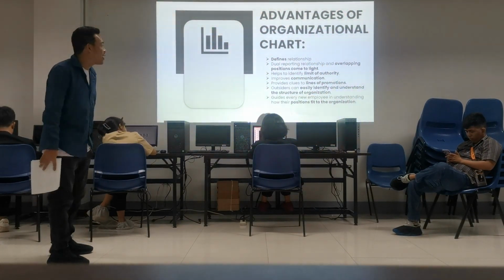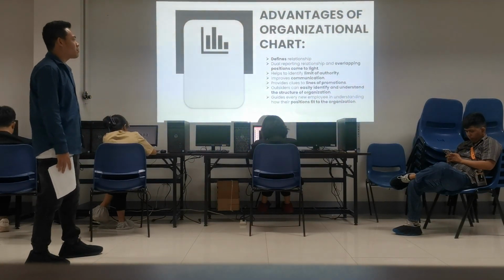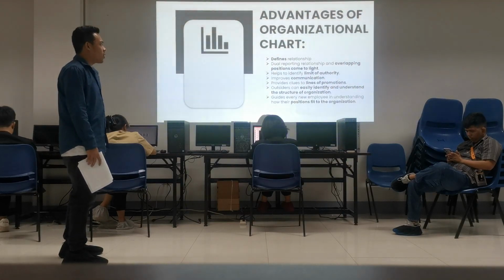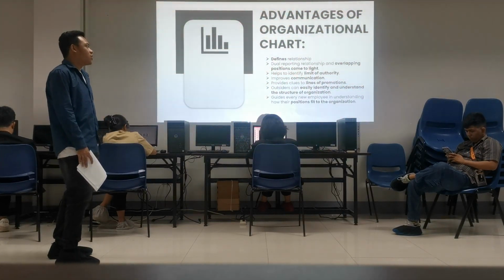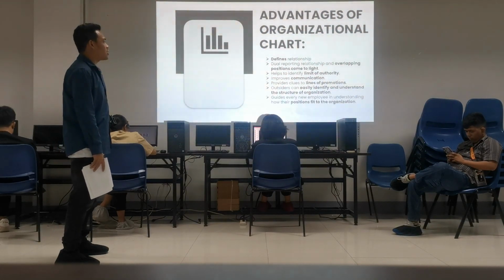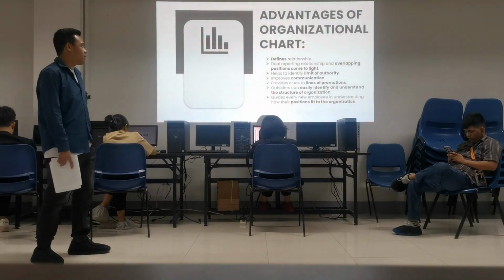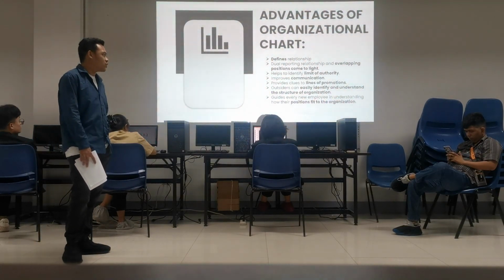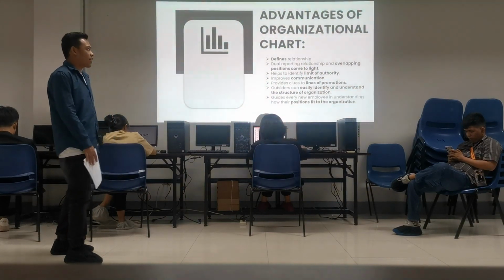Defines relationship, dual reporting relationship, and overlapping positions of life, helps to identify the limit of authority, improves communication, provides clues to lines of promotions. Outsiders can easily identify and understand the structure of the organization. Guides every new employee in understanding how their positions fit in the organization.